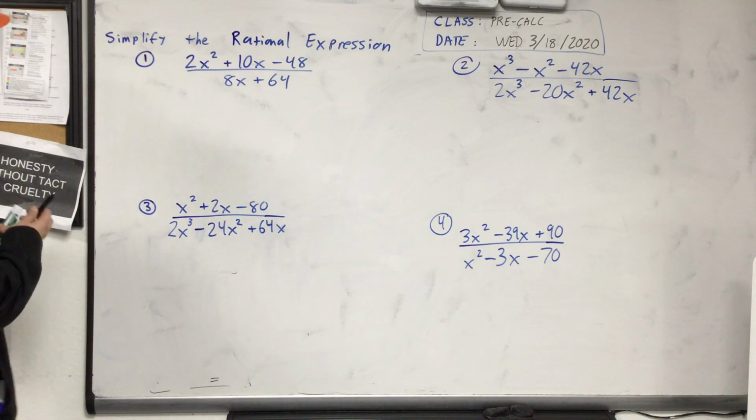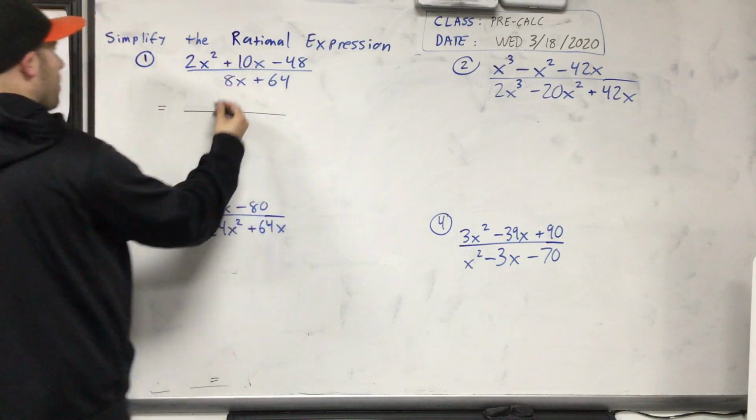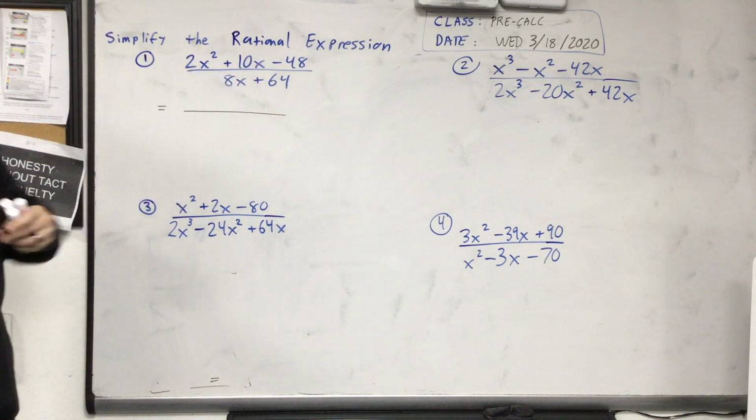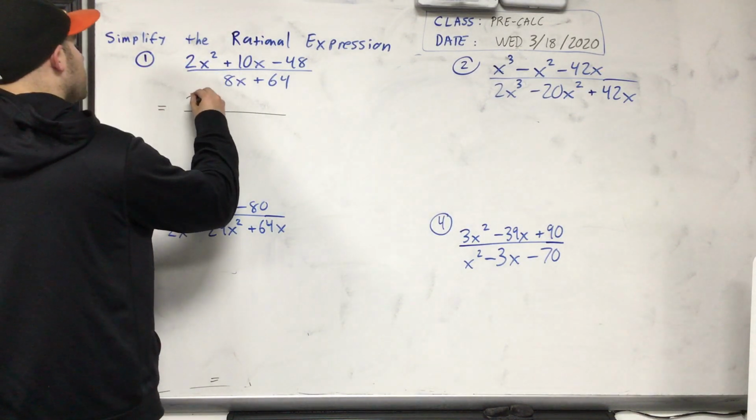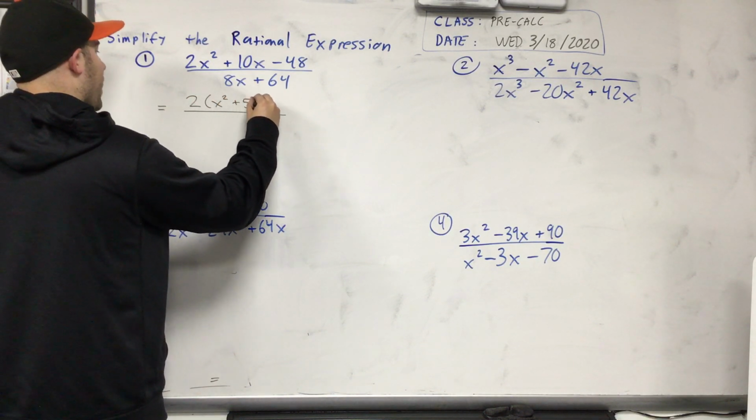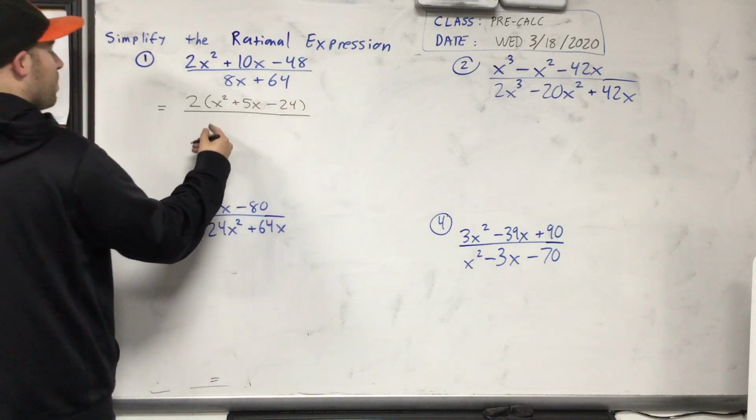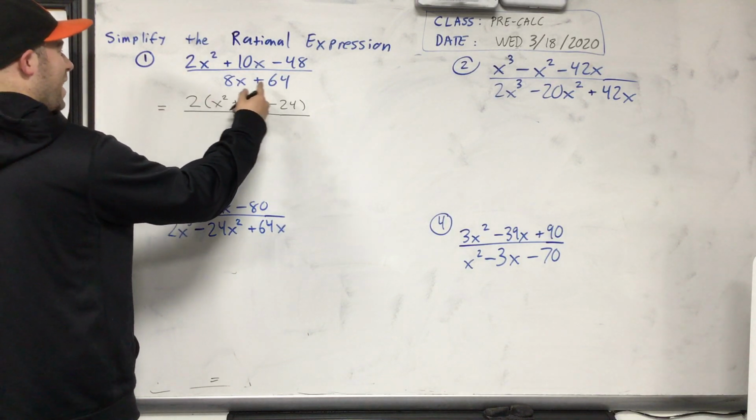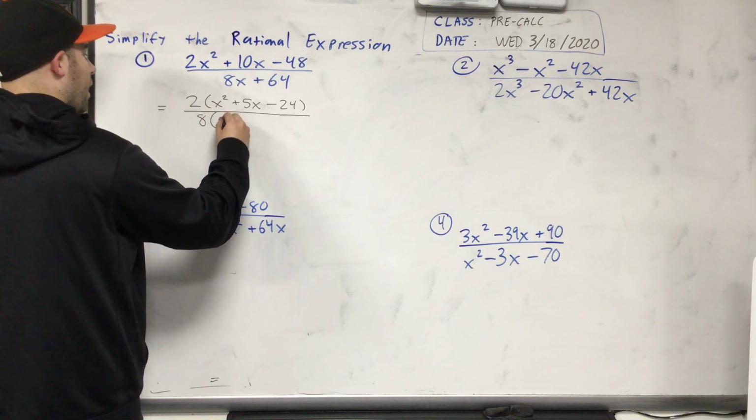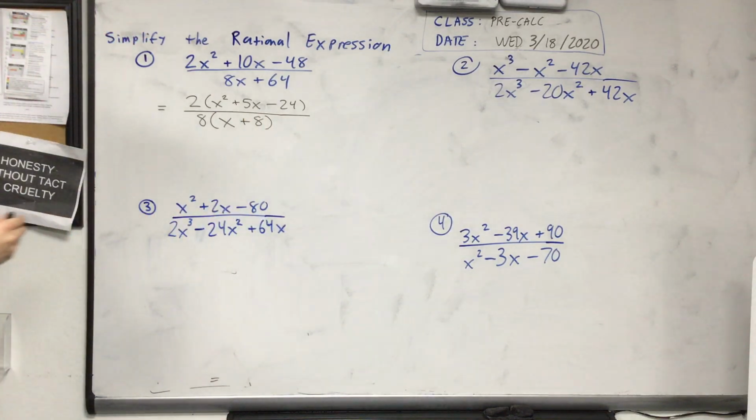Okay, let's take a look at number 1. Can I factor out a GCF on the top and bottom? Well, on the top, I can factor out 2, 10, 48. I can factor out a 2. So let's factor out a 2 and we will get x squared plus 5x minus 24. And then on the bottom, can I take something out from 8 and 64? Yes, I can factor out an 8, leaving me with x plus, well, 8 times 8 is 64.